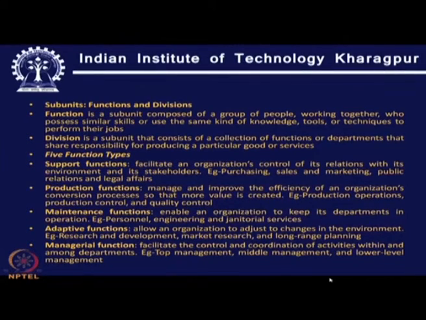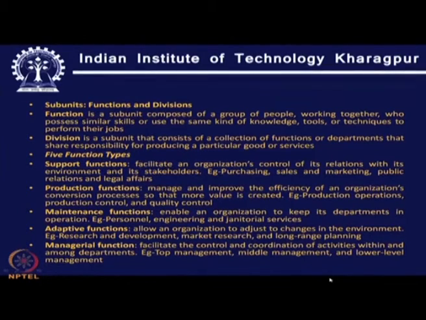Third is the maintenance function, which enables an organization to keep its departments in operation, like personnel, engineering and janitorial services. Adaptive functions allow an organization to adjust to changes in the environment. Examples are research and development, market research and long range planning.